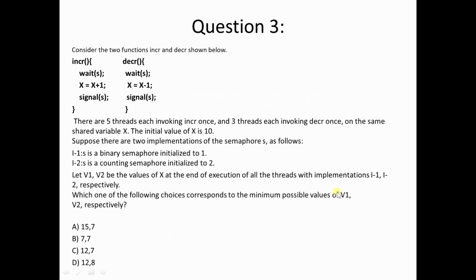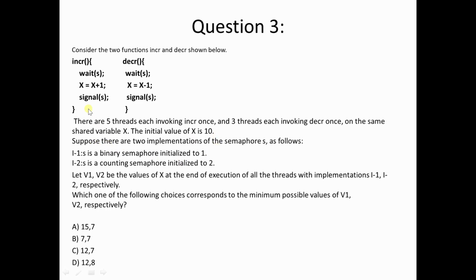Next, question number 3, and this is the last question. Consider the two functions increment and decrement given here. Five threads are each invoking increment. Once the increment function is invoked, 5 threads will run, and once the decrement function is invoked, 3 threads will run, and both share the value of a variable x. The initial value of x is 10.